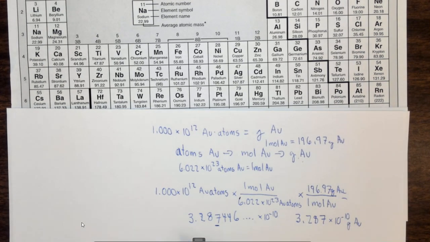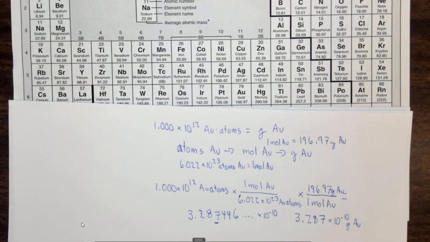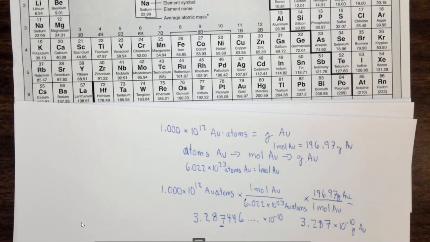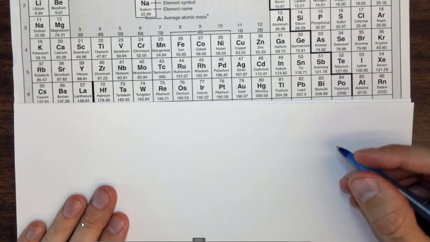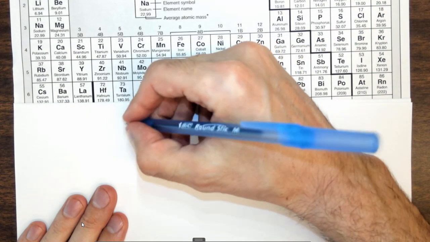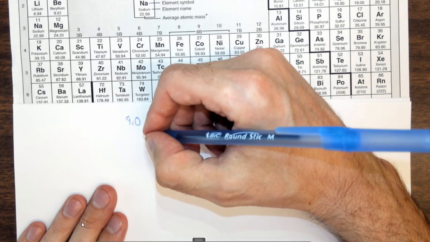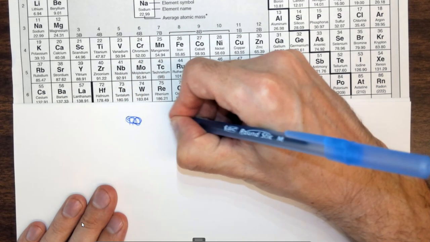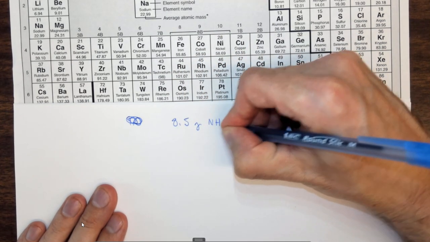So this is basically some conversions. I do want to do one last conversion where we convert from grams to molecules to give us practice with that. So I do want to do that, and then that'll be the end of this particular section. So let's say that we have 8.5 grams of ammonia, NH3.